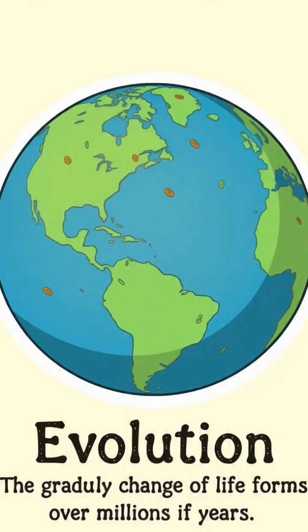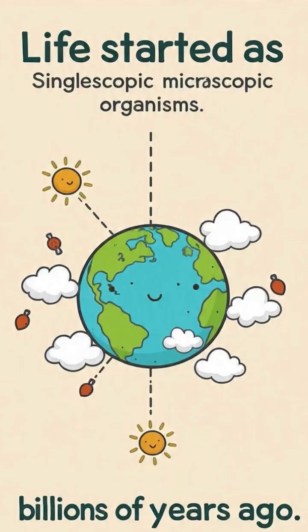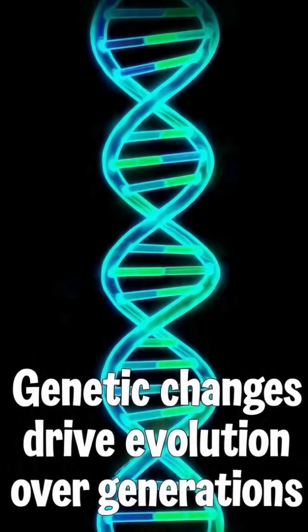Over time, these simple organisms evolved into multi-celled forms with specialized cells. So this visual shows students how complexity increased slowly, highlighting that evolution is not sudden but incremental over vast periods. Genetic changes in DNA drive evolutionary processes across generations. Mutations, recombination, and natural variation create differences that selection pressures can act upon.